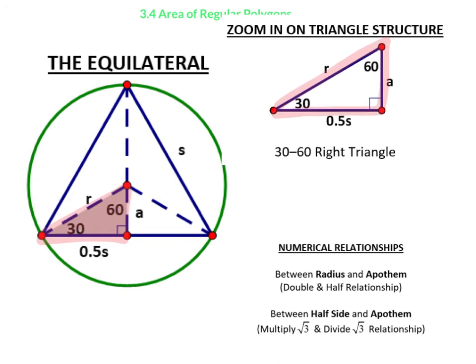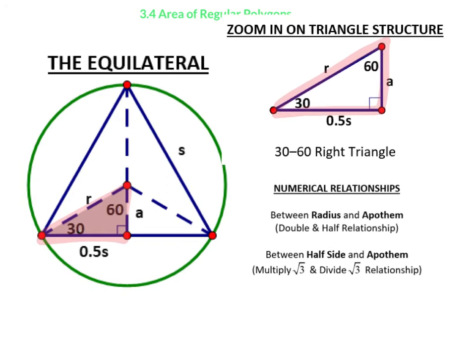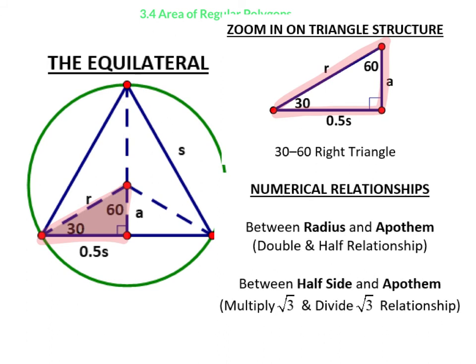Now, that's that relationship, and so when we look closely at how that works, it says between the radius and the apothem would be double or half always, all right? And between the apothem and the half side would either be multiplying by root 3 or dividing by root 3. So again, this is where the tricky stuff comes in. It's the review of our special right triangle.